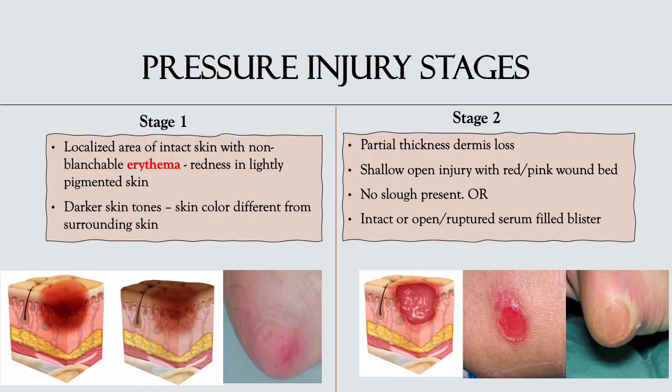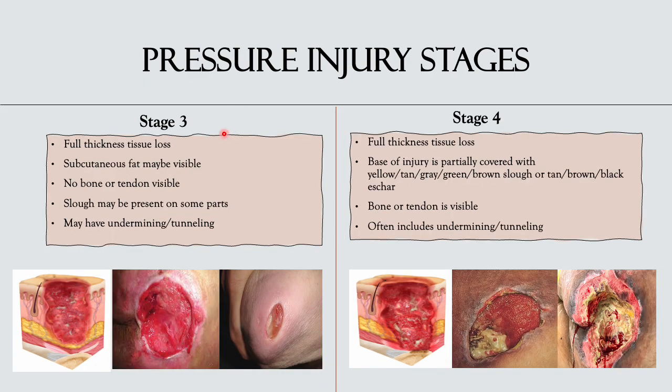The stages of pressure injury include Stage 1: localized area of intact skin with non-blanchable erythema, redness in lightly pigmented skin. In darker skin tones, skin color is different from surrounding tissue. Stage 2: partial thickness dermis loss, shallow open injury with red-pink wound bed, no slough present, or intact or open ruptured serum-filled blister.